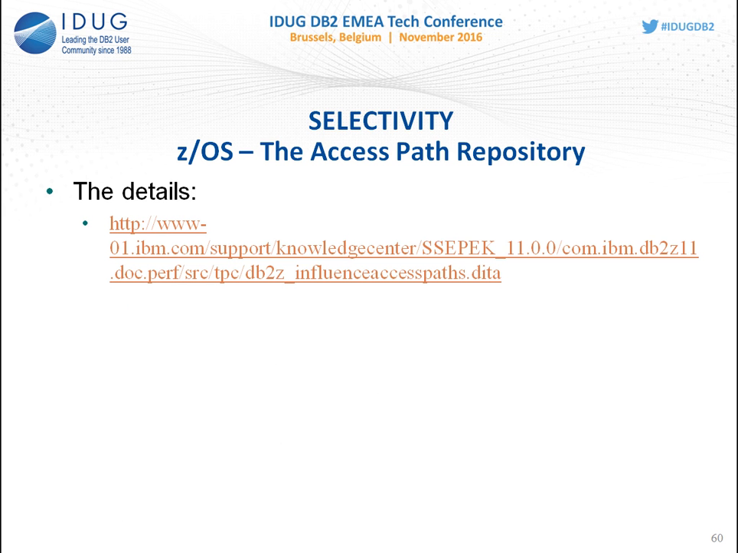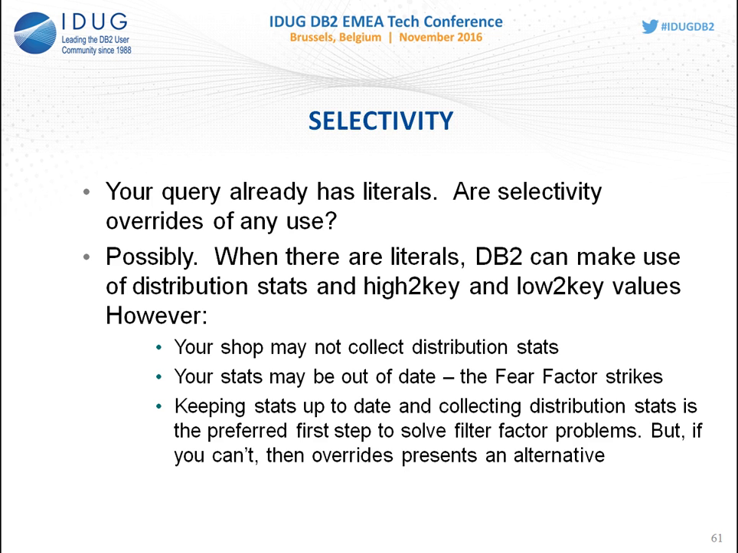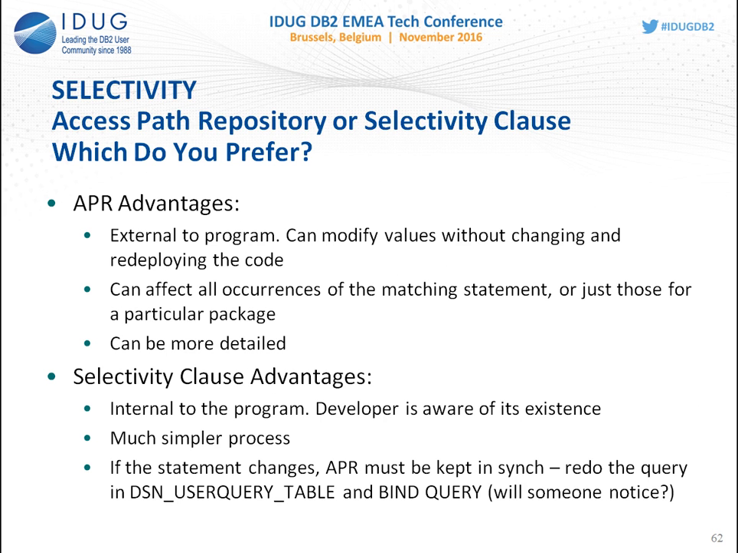I'm going to skip that one because we're getting late, but which do you prefer? The access path repository or the selectivity clause in the program? The advantage of the repository is that it's external to your program. You can modify the values without changing the code and redeploying the code, and it can affect all occurrences or just those in one package. The advantage of putting it in the program is that it's internal to the program, and the developer is aware of its existence.